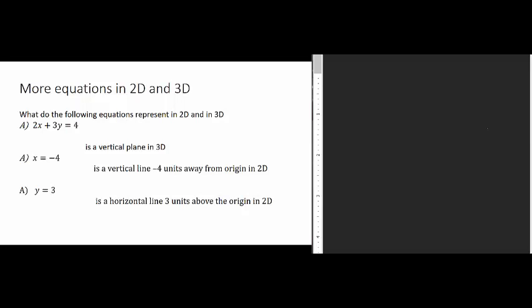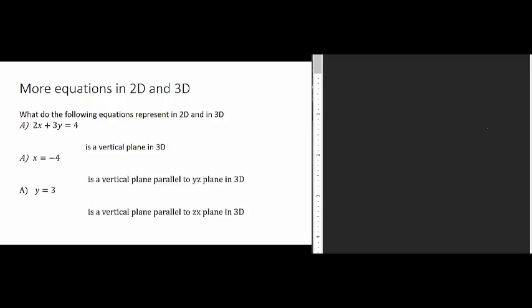When I say x equals -4, so that one will be now x equals -4. It is going in the opposite direction of the positive x-axis, and that one is also a vertical plane. So this one will be parallel to the YZ plane. So in the same way you can discuss y equals 3, which is a vertical plane parallel to the XZ plane in 3 dimension.